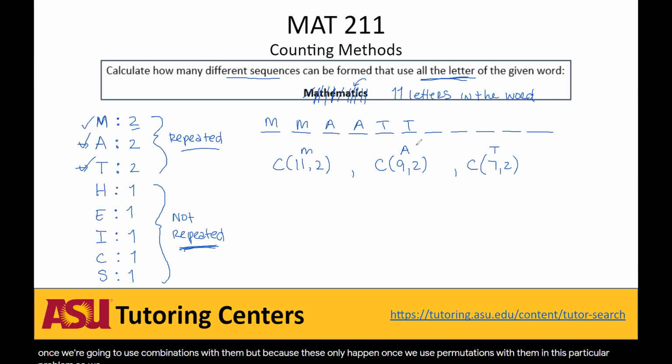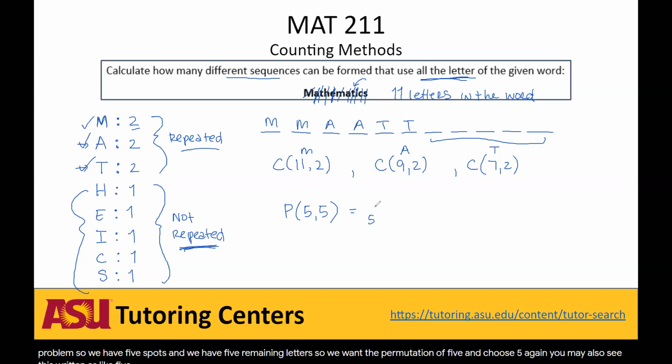So we have 5 spots and we have 5 remaining letters. So we want the permutation of 5 choose 5. Again, you may also see this written as 5 permutation 5 here. That's another way of notating this, but we'll stick with the first method. So this is our H, our E, our I, our C, and our S.